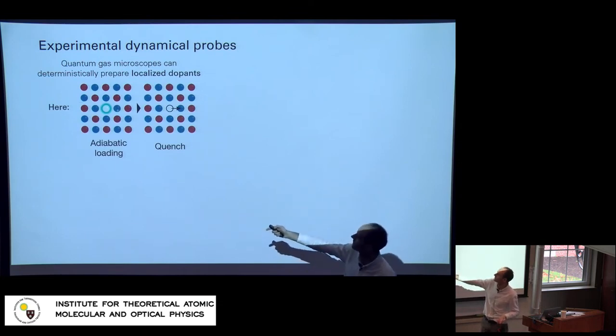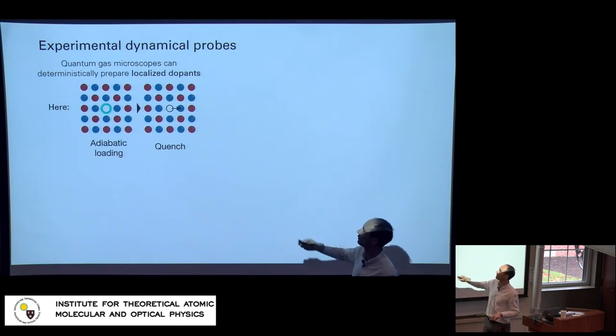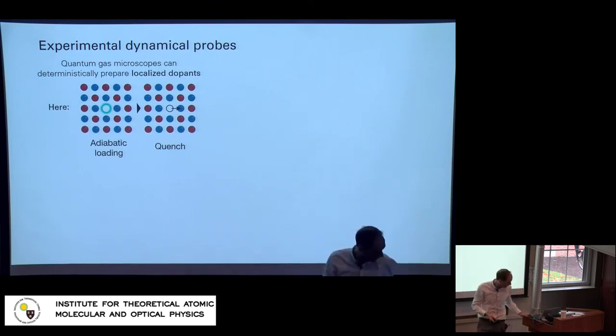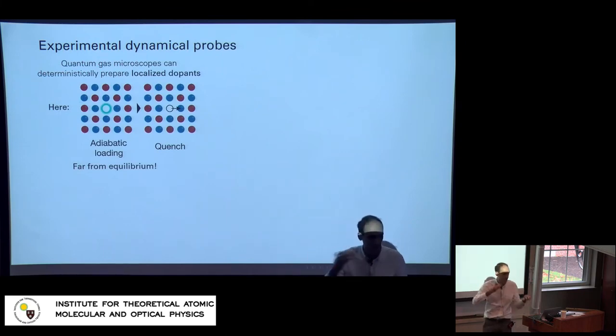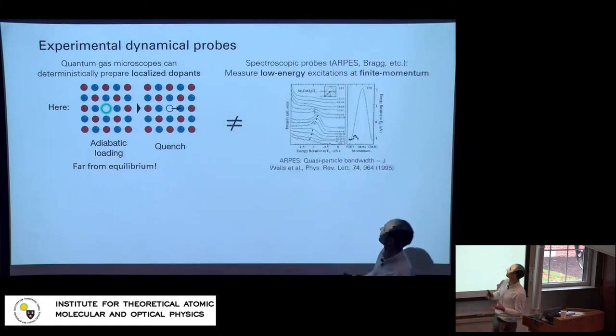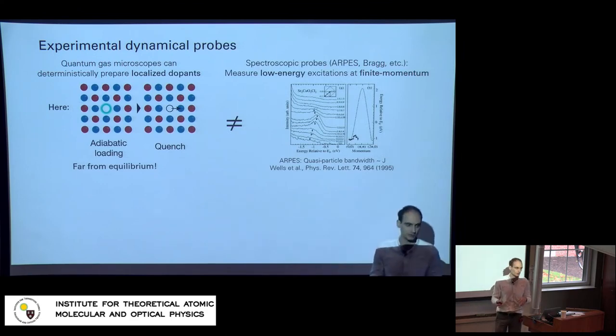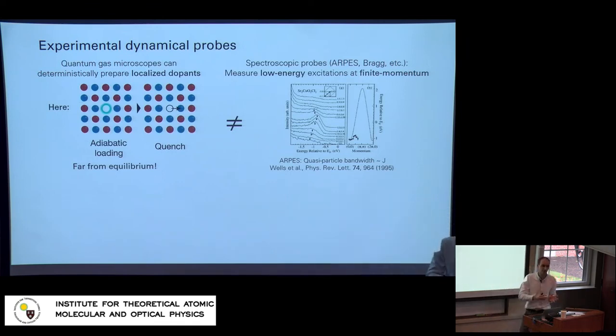And what we do is essentially quench the motion of that dopant by releasing very abruptly a pinning repulsive potential, which is creating the hole inside this sea of antiferromagnetic correlations. And I have to emphasize it's a very far-from-equilibrium process. Because of this abrupt quench, you are projecting onto many excitations, many quasi-particle excitations in your system, and you are looking essentially at the coherent and incoherent superposition of these excitations. That's in strong contrast with the typical spectroscopic probes you have in condensed matter, ARPES, Bragg spectroscopy, where you're really measuring low energy excitations at finite momentum.